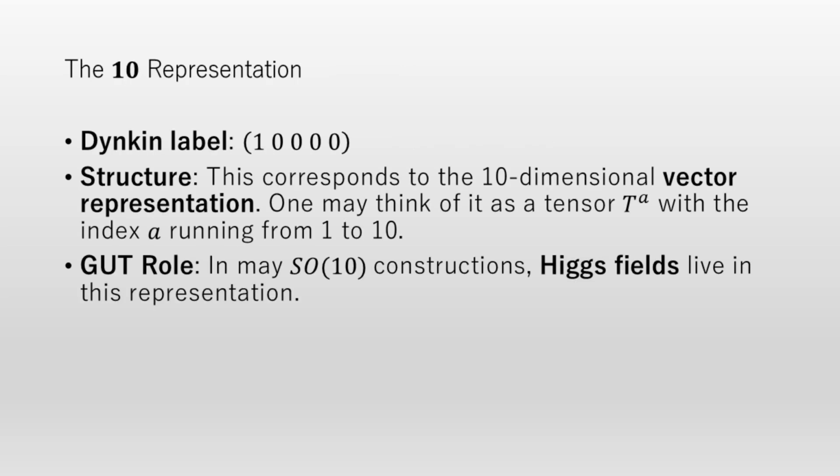The 10 representation. Dynkin label 10000. This corresponds to the 10-dimensional vector representation. One may think of it as a tensor T_A with the index A running from 1 to 10. In many SO(10) constructions, Higgs fields live in this representation.